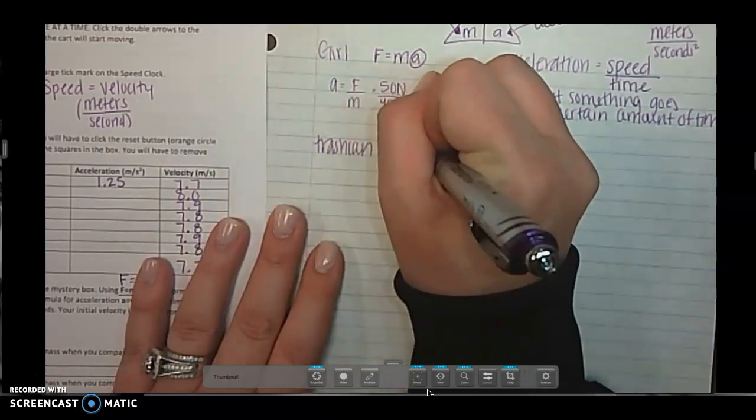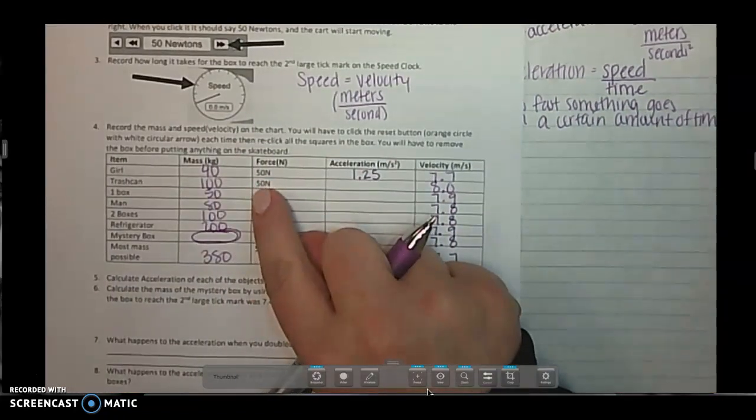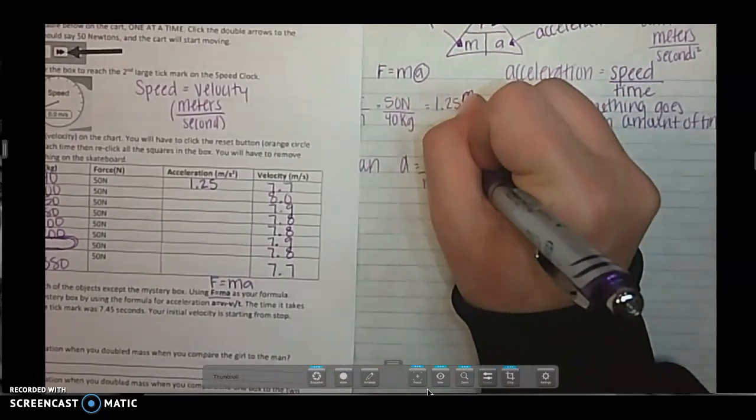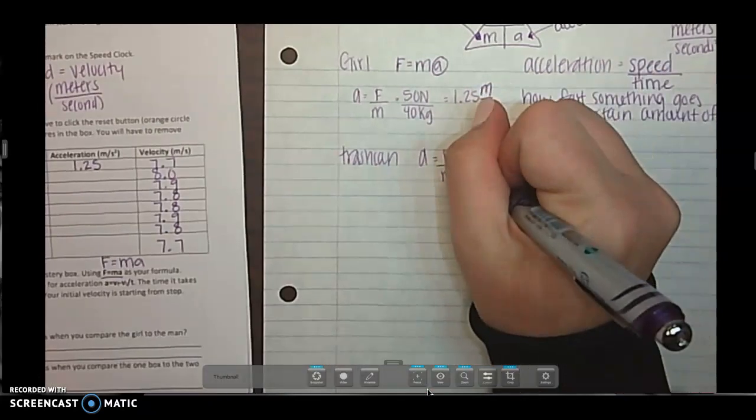Now I'm going to do the trash can. I'm going to use the same formula because I'm solving for acceleration. A equals F over M. My force is 50 newtons over my mass, which was 100 kilograms.